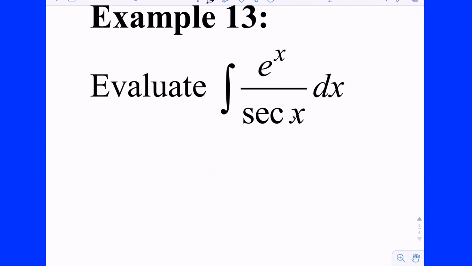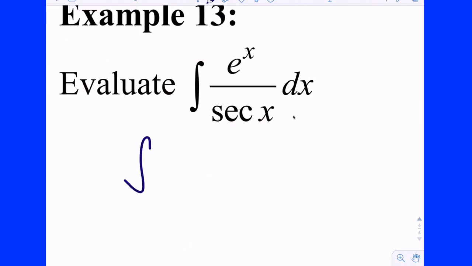What's that? Integration by parts. Good idea. What do I call u? E to the x? What do I call dv? 1 over secant? Cosine. Oh, I like that. If I call it cosine of x, that gets rid of the quotient and puts it in terms of cosine, which makes me a little happier.